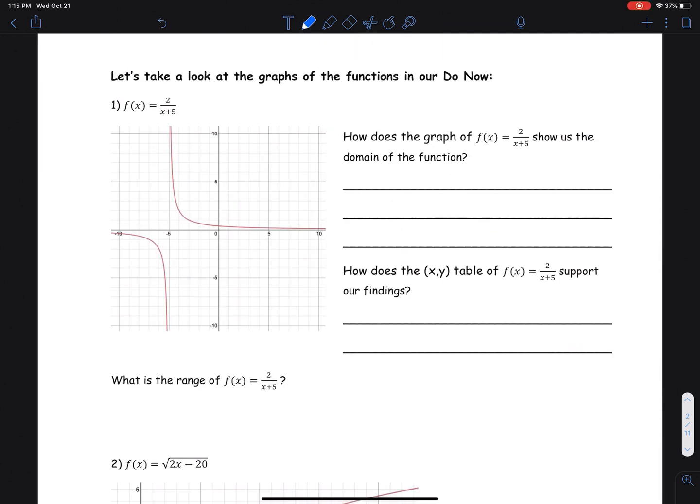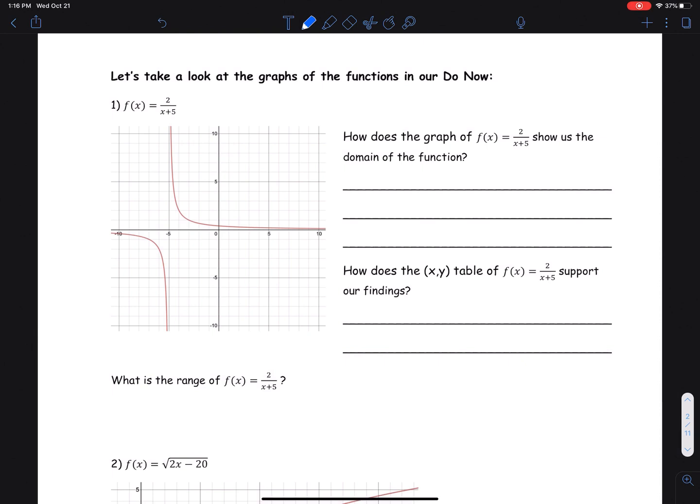So let's look at the graphs of what we did in the do now. f of x equals 2 over x plus 5. We'll get to graphs like this later on in the year, but I just graphed it for you guys so you can see the graph of it. So looking at the graph, I want you guys to take a minute or two. I want you guys to write down, how does this graph show us the domain of this function? Pause the video if you haven't, play it once you're done.